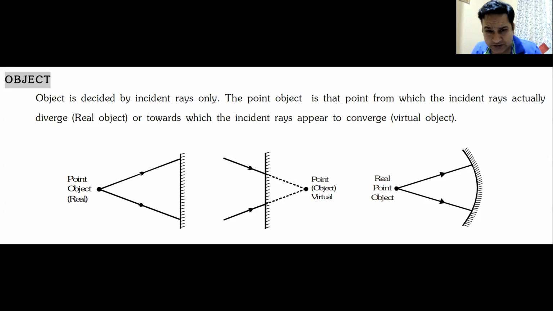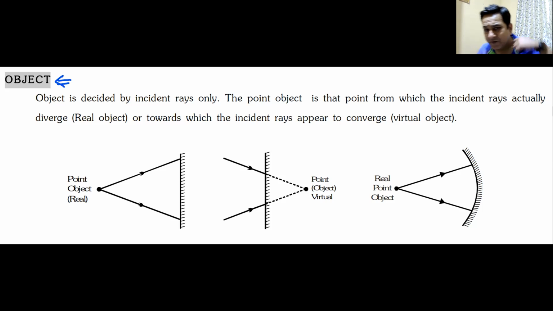Well, we have seen what is a real space and what is a virtual space. Now, this real space and virtual space was for mirrors. For lenses, it is just defined in a different way, in terms of refracted rays. Let us first see what is an object. Remember, there are two things that we have to deal with here. One is the object and one is the image.